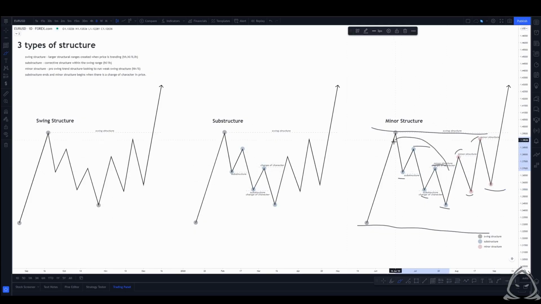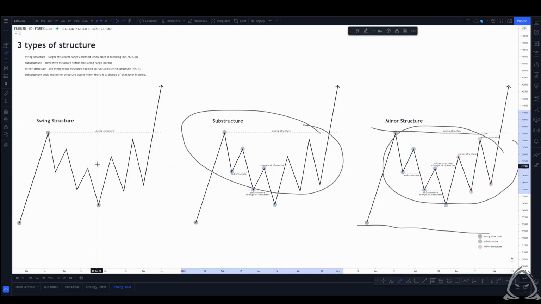We've switched from bearish substructure to bullish minor structure. And the minor structure is, in essence, the pro-trend structure that's contained within the swing structure. So again, all of this price action that's happening between the swing high and the swing low is what we would call a complex pullback.